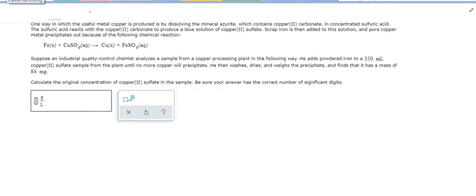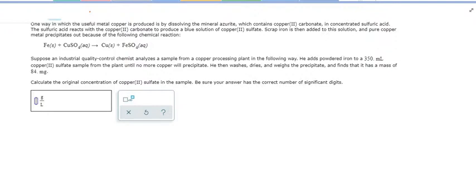Okay, here's another Alex problem. Let's just read through this. One way in which the useful metal copper is produced is by dissolving the mineral azurite, which contains copper(II) carbonate, in concentrated sulfuric acid. Sulfuric acid reacts with the copper(II) carbonate to produce a blue solution of copper(II) sulfate.